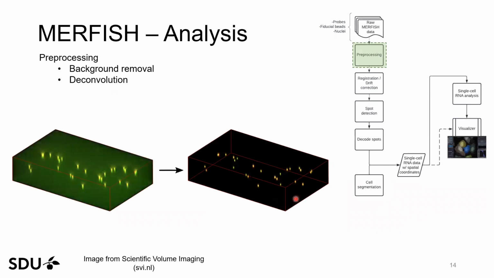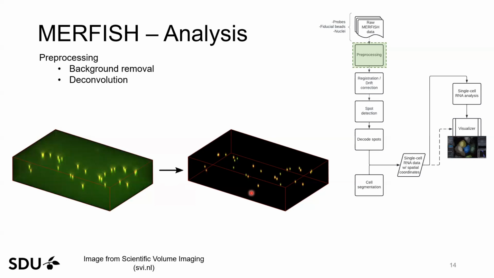So at the beginning, we want some pre-processing of our data. Our images can be very noisy, or there might be a high background from tissue, so we need to remove some of that. And almost always, we would like to do some form of deconvolution, so we get from these blurry point spread functions of our point light sources to more precise spots that we can actually detect later on.